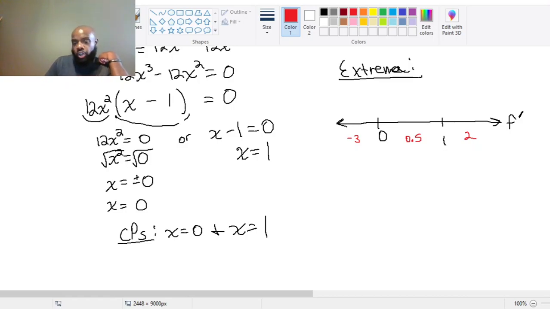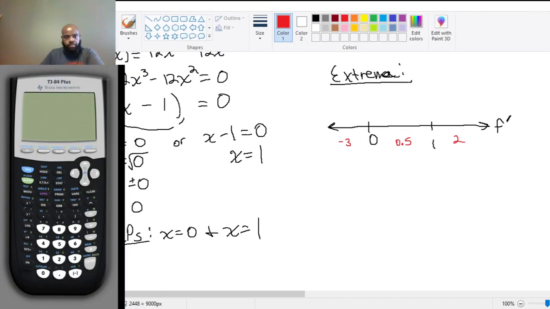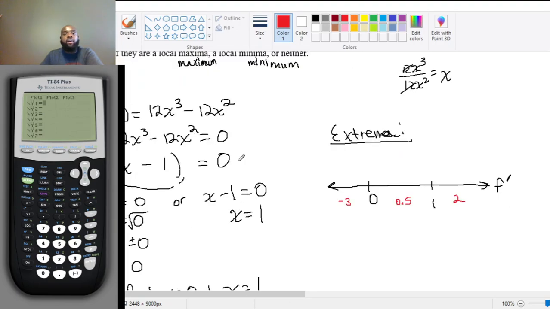Actually, I'm going to show you how you can do it with a calculator, since this is a class that uses calculators. So I'm going to turn on my calculator. All right, let's go to y equals, and we're going to use the table feature. I'm going to plug in my derivative. Now, you can plug in the derivative written in factored form, which you got here, or you can plug in your derivative here. I'm going to use the regular derivative: 12x raised to the third power minus 12x squared.